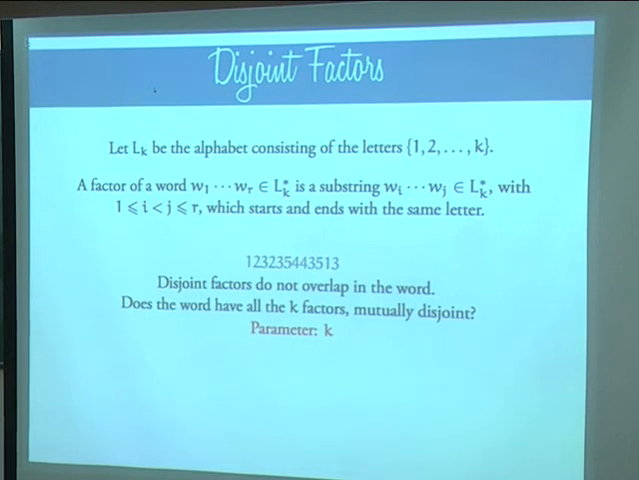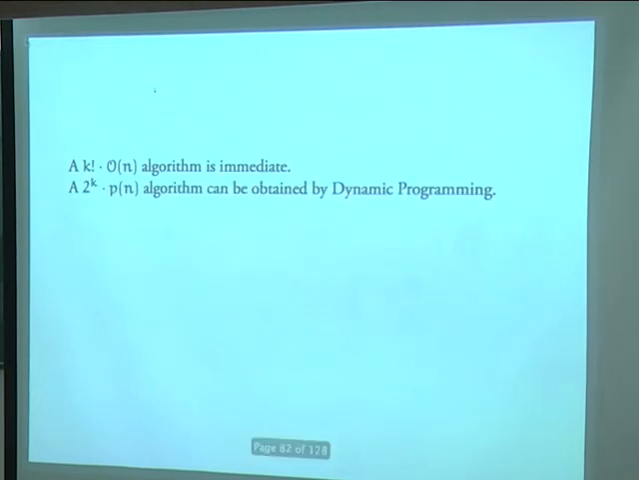K factorial, right? Run through all permutations and see whether there is one. Okay. Now, it turns out there is also a simple dynamic programming algorithm, which gives you an algorithm of this type: 2 to the k, polynomial in n.